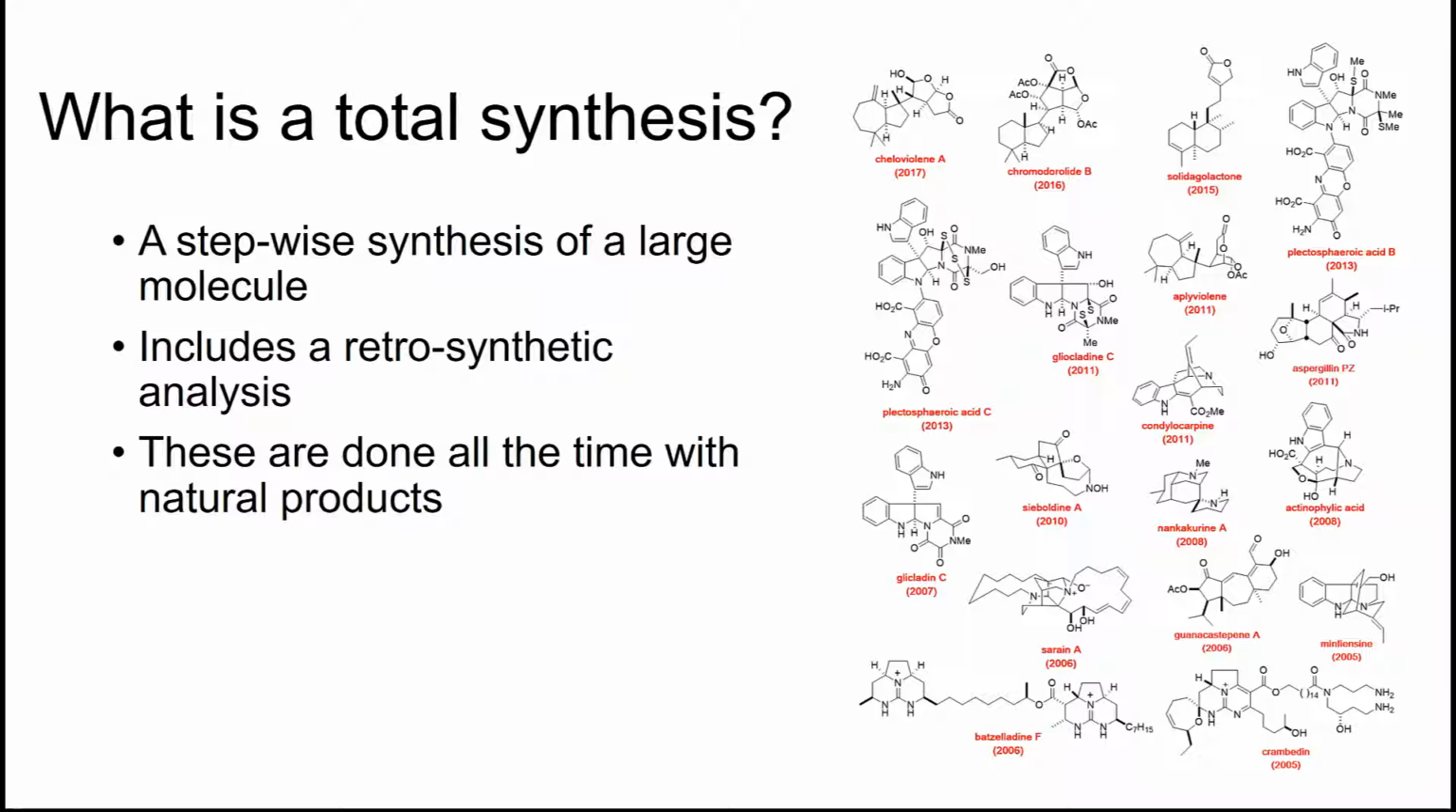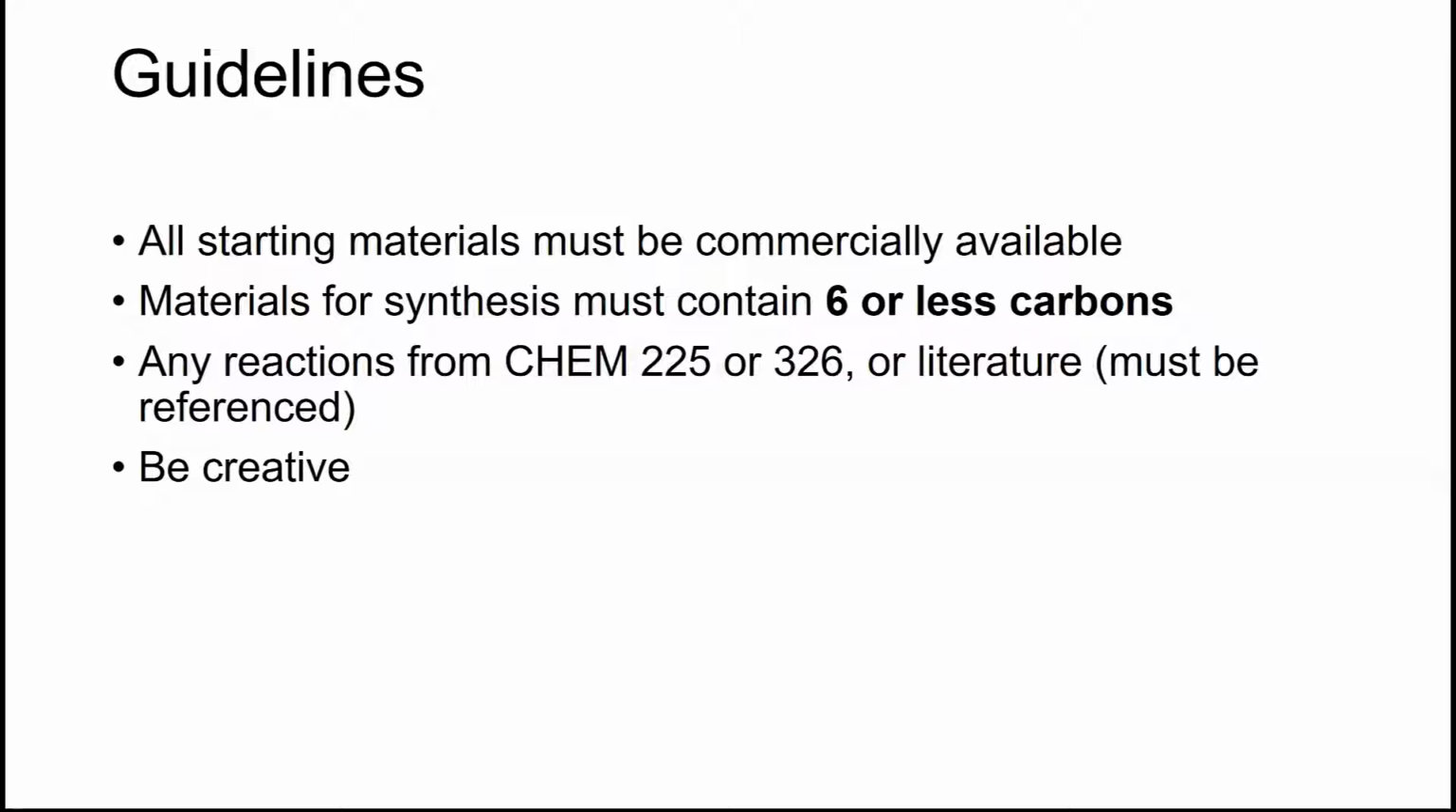And notice that some of these have stereocenters that are very specific. You will not have to worry about stereospecific molecules. Your guidelines are that all starting materials must be commercially available. So you can't just make up reagents out of thin air that may be very convenient for a synthesis. You have to be able to purchase them somewhere. A good place to look for that is Sigma Aldrich, or you can use SciFinder. That will help you find out if something is commercially available or not.